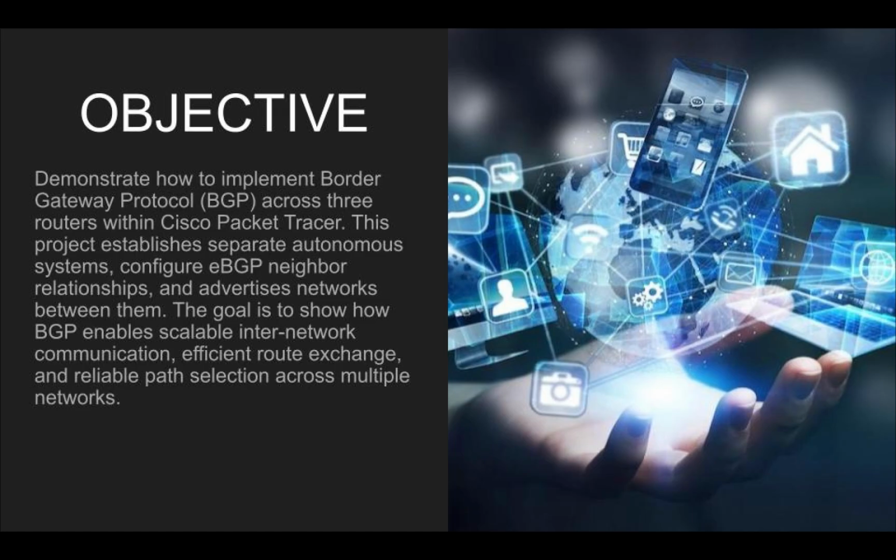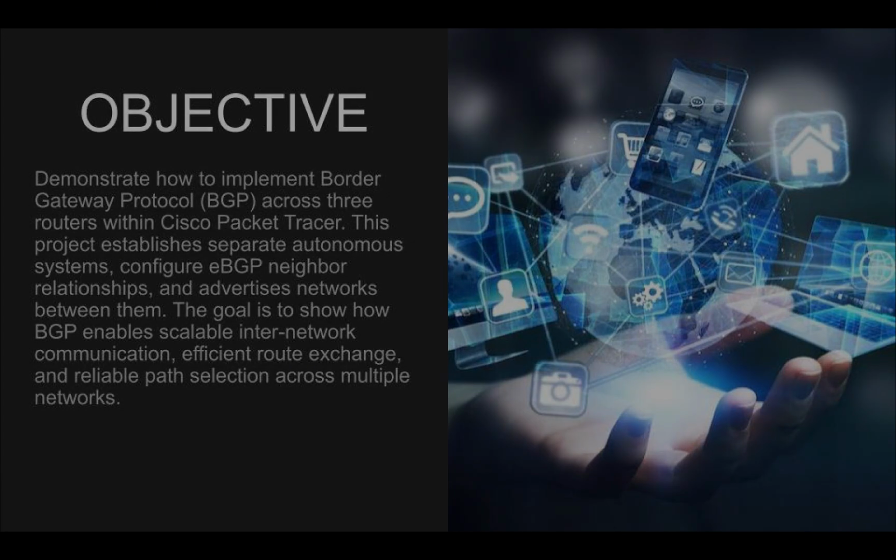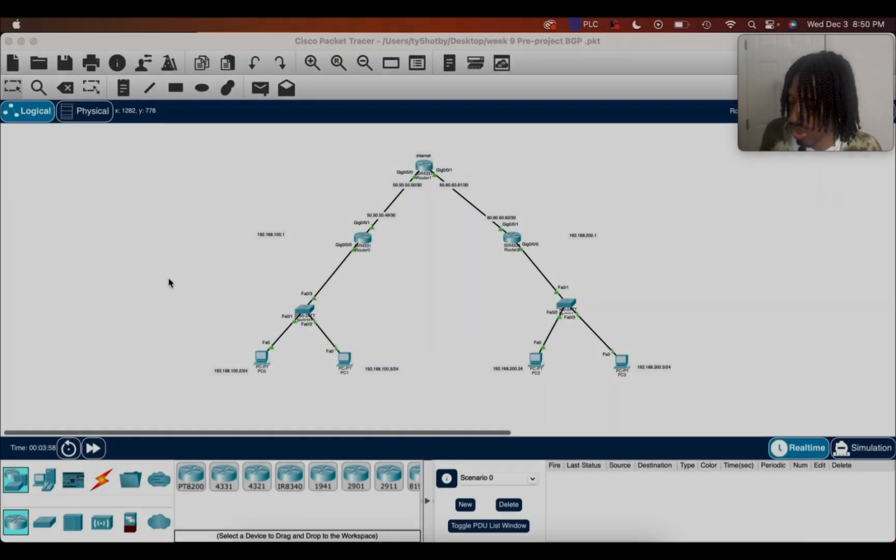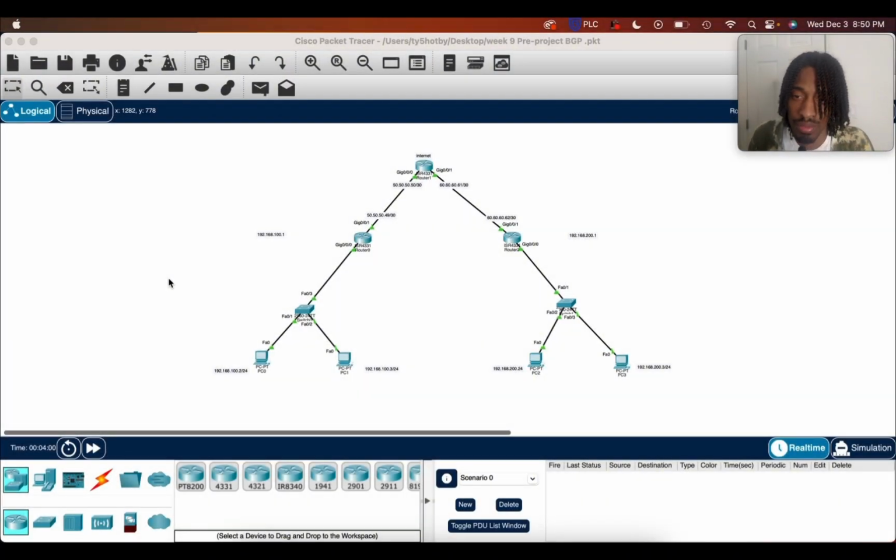Today's objective is to demonstrate how to implement Border Gateway Protocol, that's BGP, across routers, 3 routers to be exact. This project establishes separate autonomous systems, configures eBGP neighbor relationships, and advertises networks between them. The goal is to show how BGP enables scalable inter-network communication, efficient route exchange, and reliable path selection across multiple networks. So I just want to go ahead and show what we have currently.